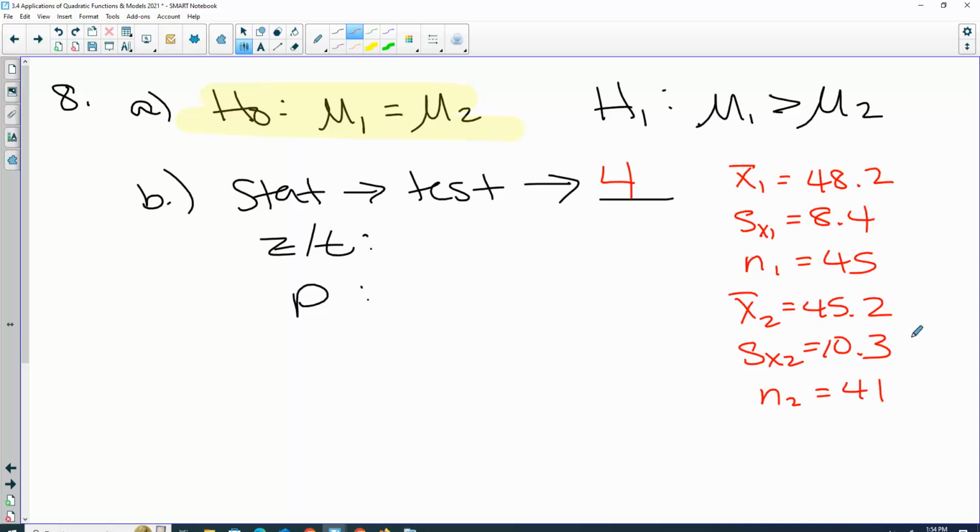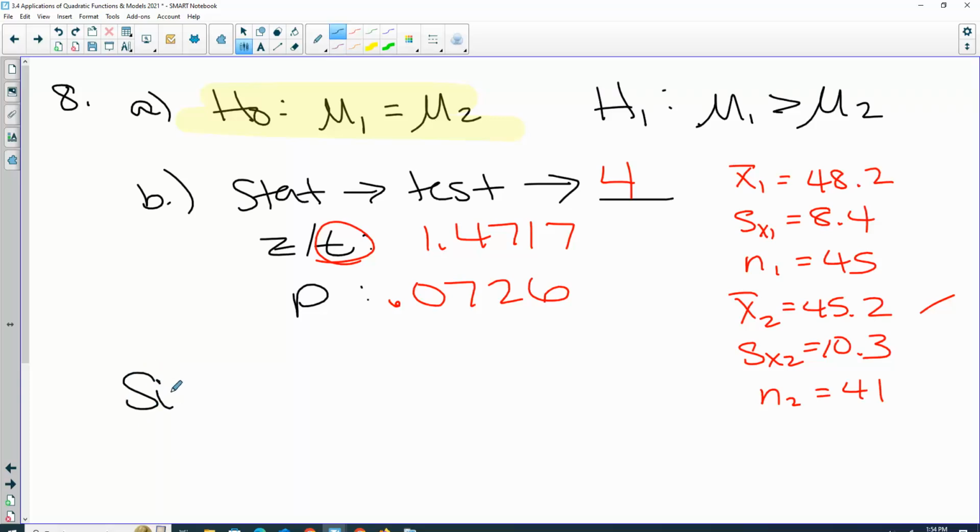Okay, and we are testing greater than. Make sure pooled is kept to no. So we get a t of 1.4717, probability 0.0726. So my conclusion, alpha was 0.1, so P is less than alpha. We reject.